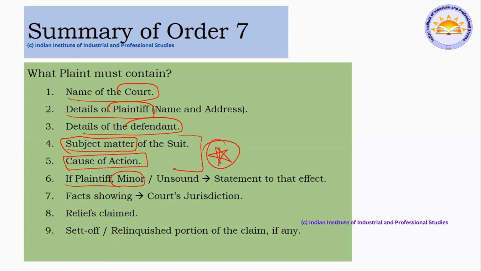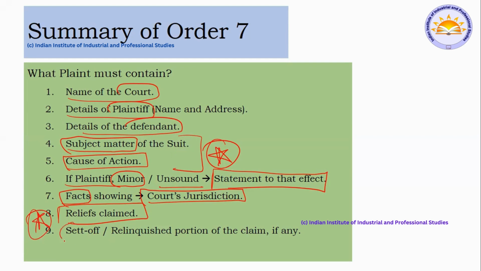And if plaintiff is a minor or unsound, the statement related to it has to be mentioned, and facts showing the court's jurisdiction. The parties should tell that it is your court which has the jurisdiction. And next, the reliefs claimed. What are the reliefs? This is also very important. What are the reliefs claimed against the defendant? And is there any set off or a relinquished portion of the claims, if any, that has to be mentioned. So plaint should contain all these things.